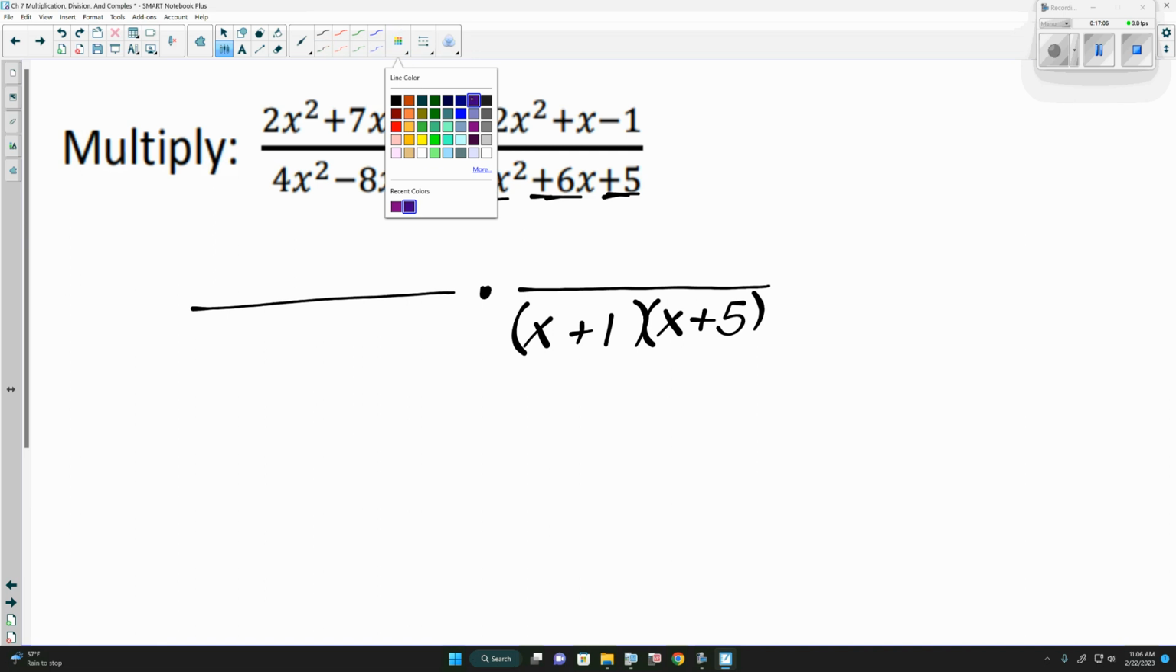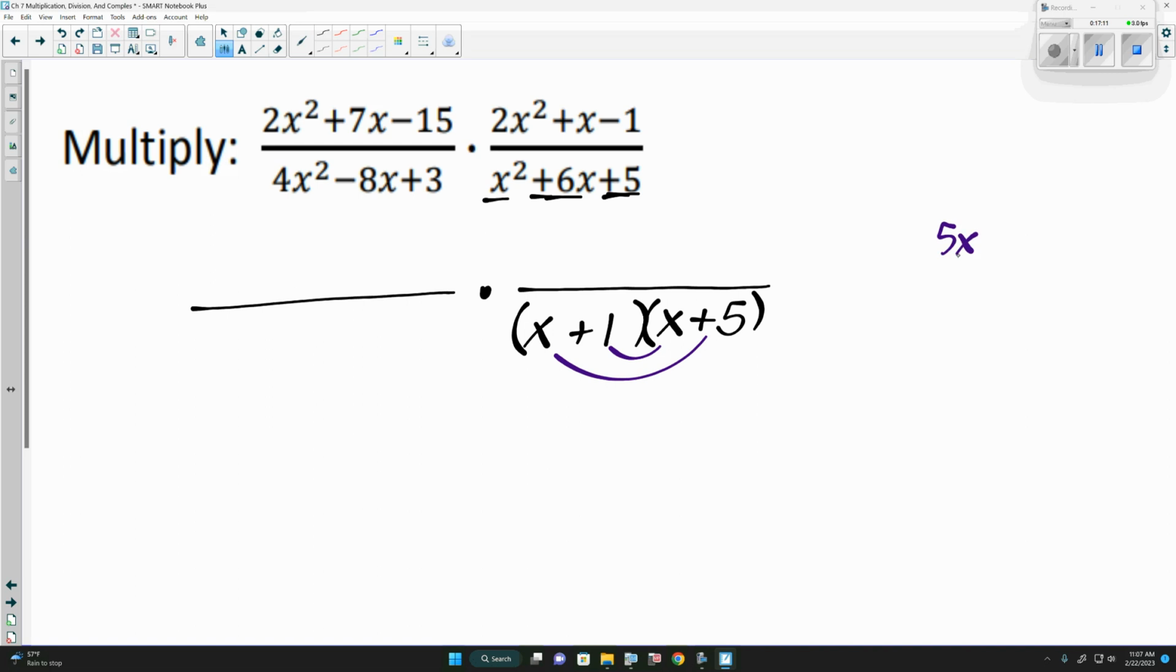Now we can check to make sure that these work. X times 5 is positive 5x. 1 times x is plus x, which does indeed give us a middle term of 6x. So those are the correct factors. Now again, the reason I say it's good to find one of the terms that we can factor the easiest is because we want something to match. If we're going to simplify, something on top needs to match either x plus 1 or x plus 5. So that gives us an idea of what some of the factors in the numerators could be.